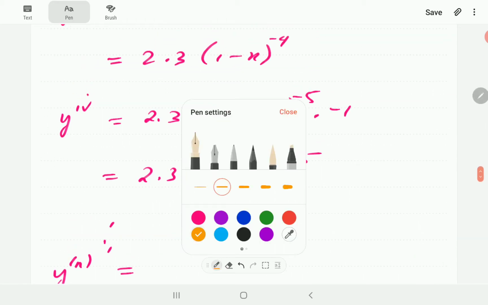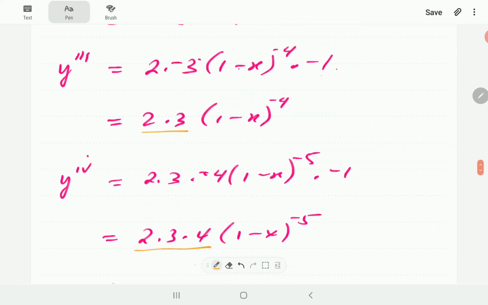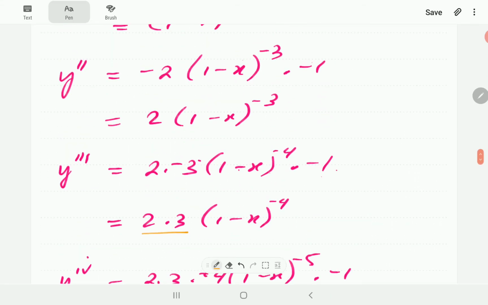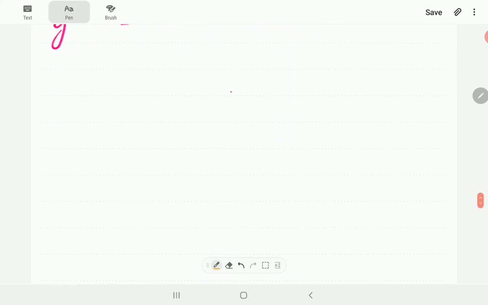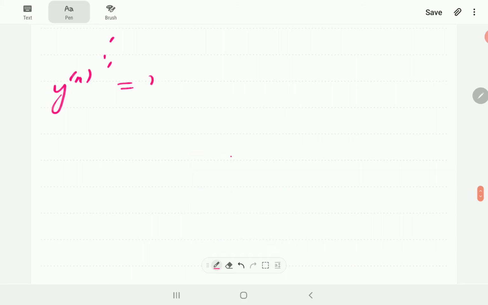Then next we look at the coefficient here. So that looks like 4 factorial. That looks like 3 factorial. And so that is going to be 2. So that means for the nth order derivative, we're going to have n factorial.